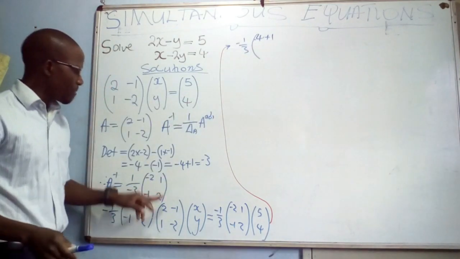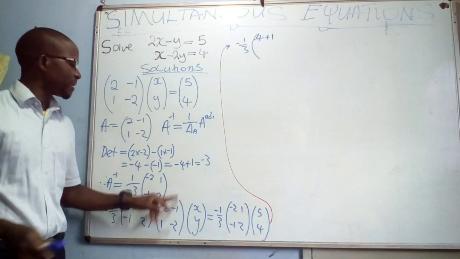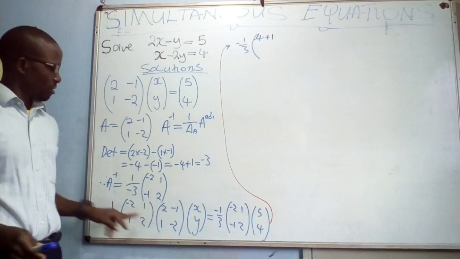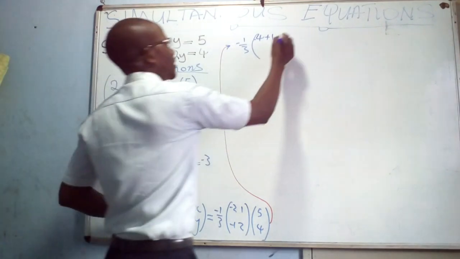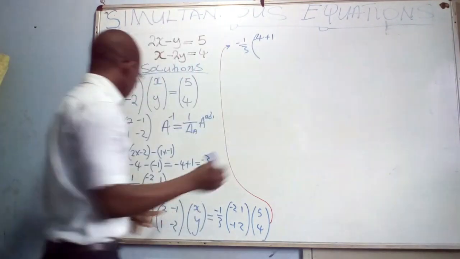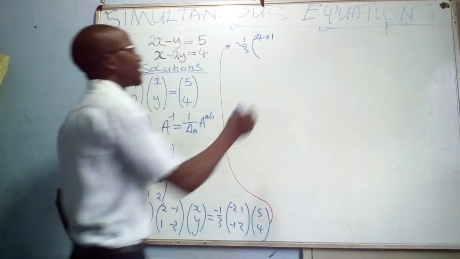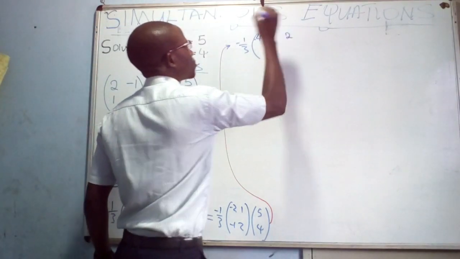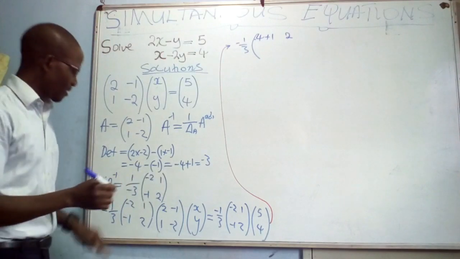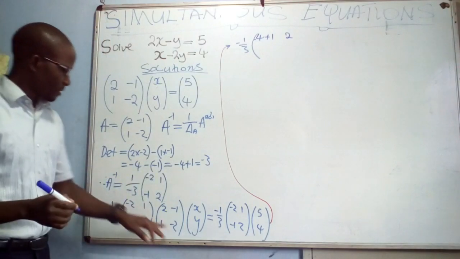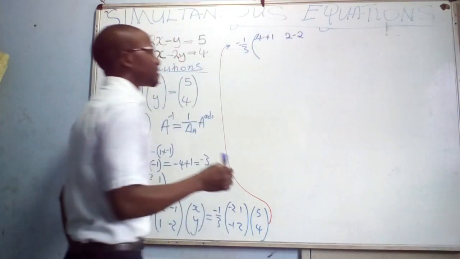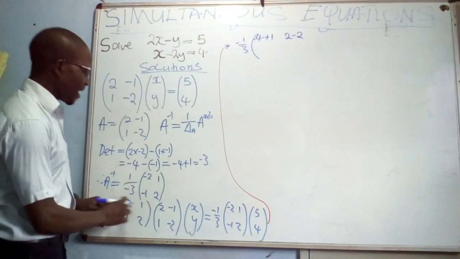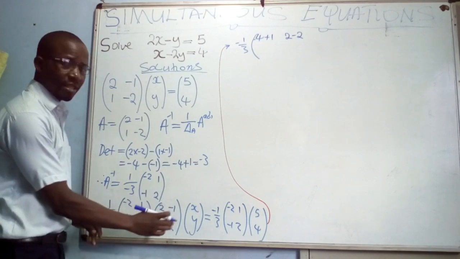So row by column. This same row must multiply the last column that side. Negative 2 times negative 1. That is we are saying negative 2 times negative 1. That is a positive 2, like that. Then 1 times negative 2. That is a negative 2, like that. We have multiplied this row and all the columns in the second matrix.